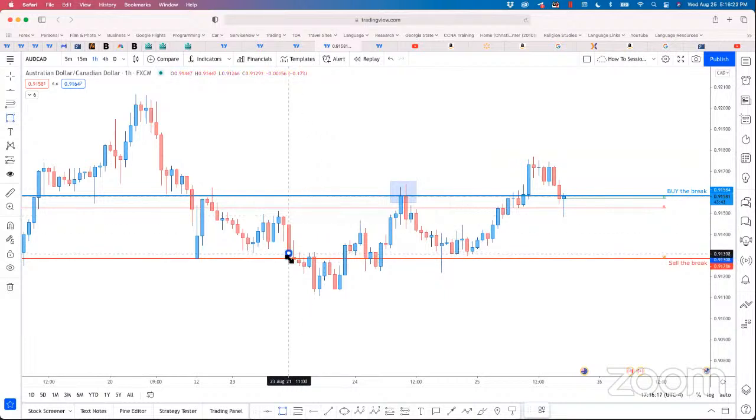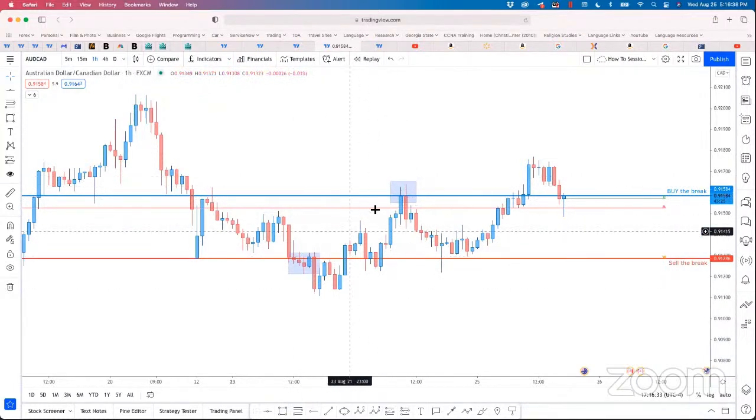Does price break and close in this area below, the sell? It does, right? So which one of these trades gave you an entry signal? This one or this one? The sell or the buy?